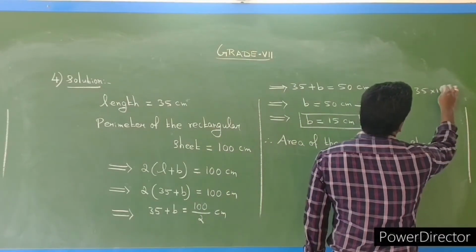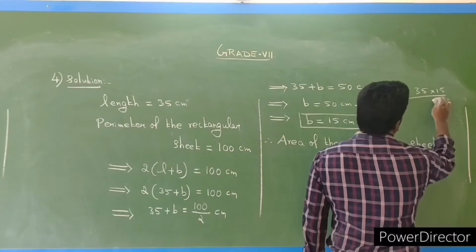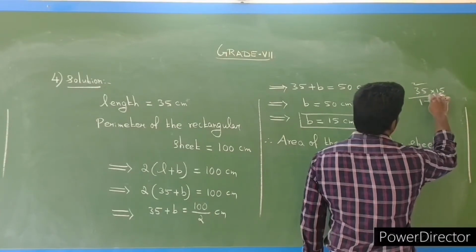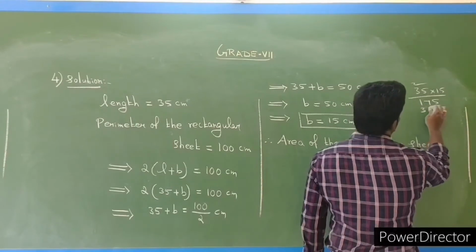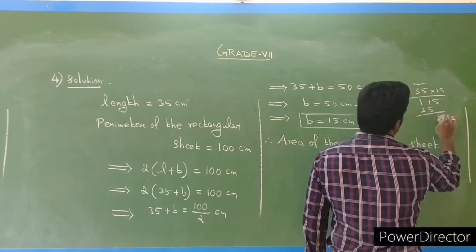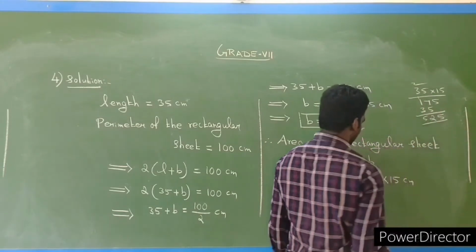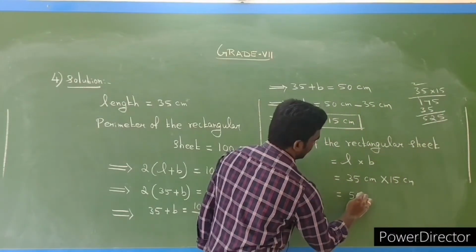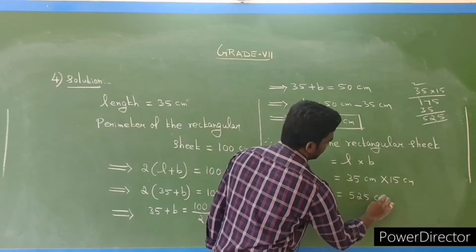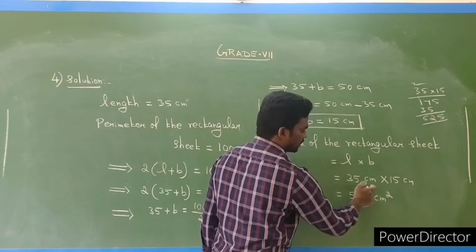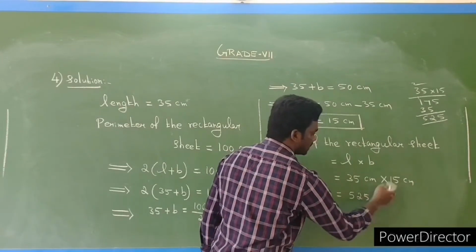35 multiplied by 15. So 5 5s are 25, remaining 2. 3 5s are 15 plus 2, that is 17. And 35 into 1 is 35. So the value is 525. 525 centimeter square. 35 into 15 is 525. Centimeter into centimeter is centimeter square.